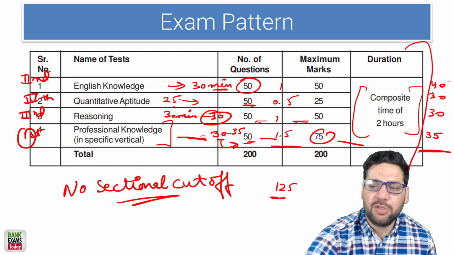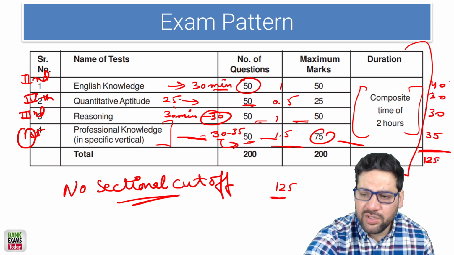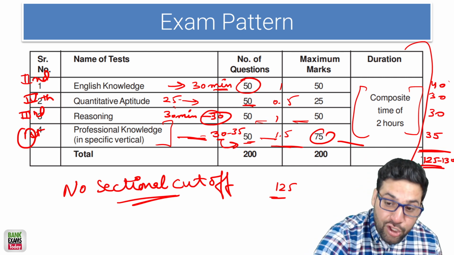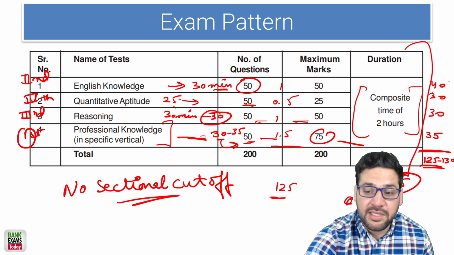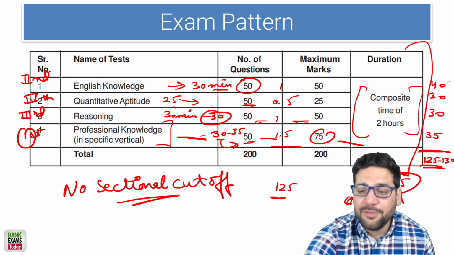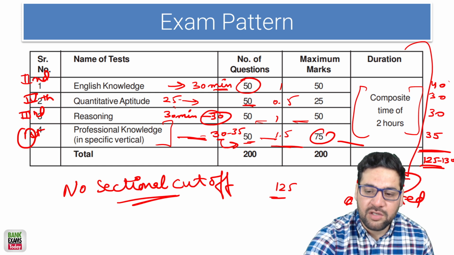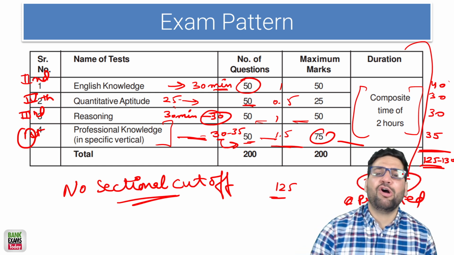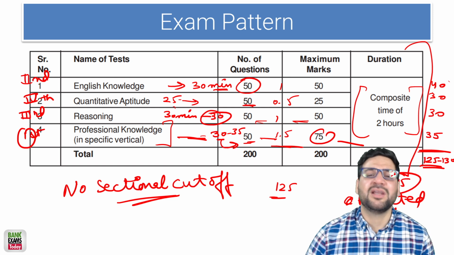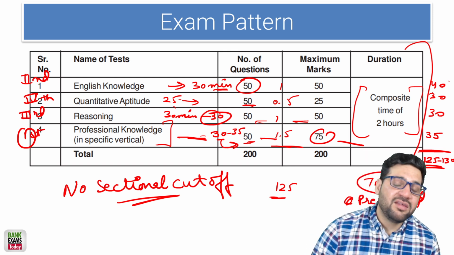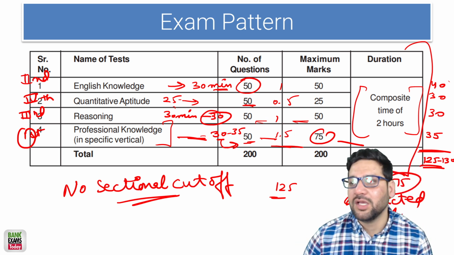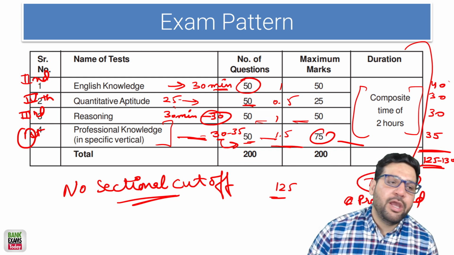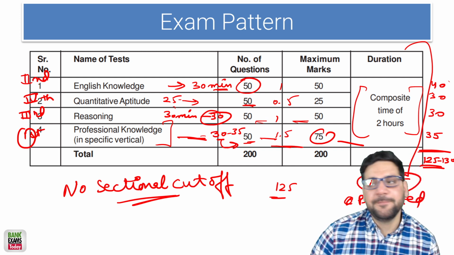So a good attempt should be 125 to 130 questions. The cutoff should be around 70 to 75. That is a predicted cutoff, not an expected cutoff. I have seen a lot of other exams, similar credit officer exams. In such exams, the cutoff is normally 70 to 75 out of 200. That's a normal cutoff according to me. It cannot go beyond 90.